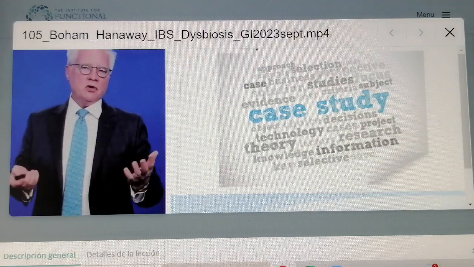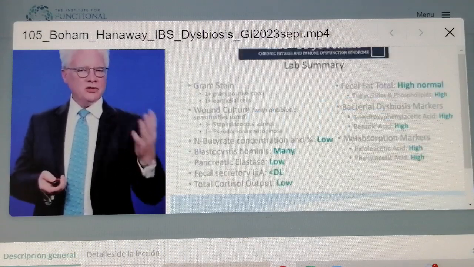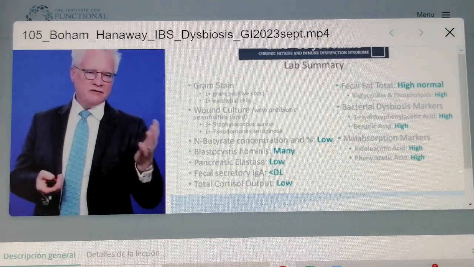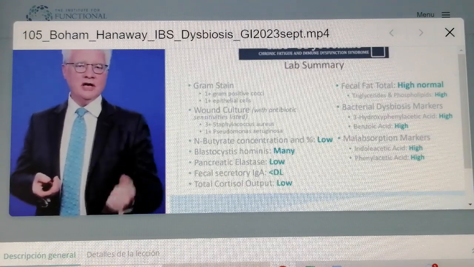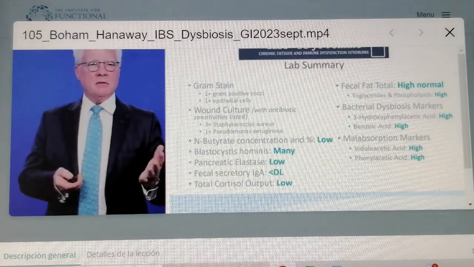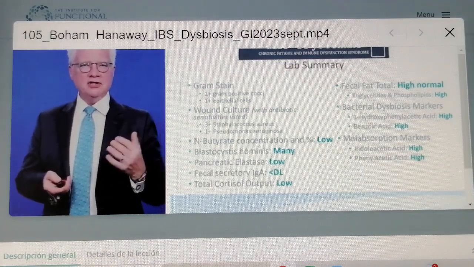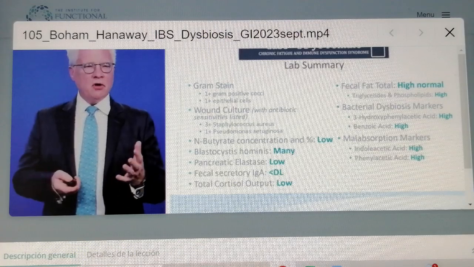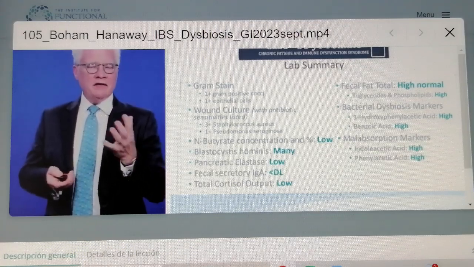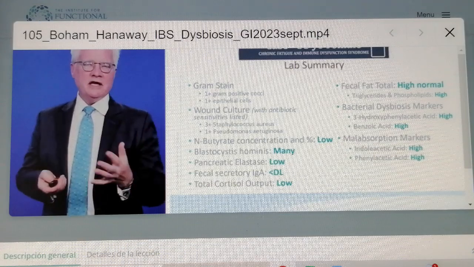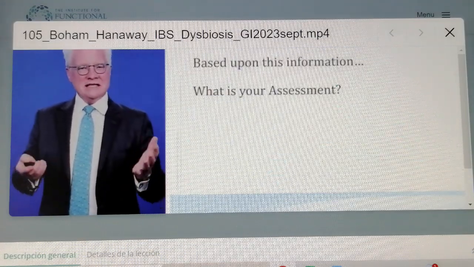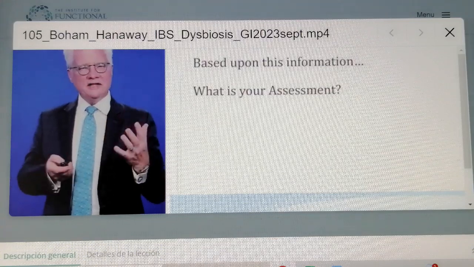So what we found was, I showed you the laboratory summary, some of which may not have made sense to you when I first presented it: low butyrate concentrations, lots of Blastocystis hominis, low fecal secretory IgA, that we'll hear more about later. Then elevated malabsorption markers, elevated organic acid markers. When we begin to see this, what is the assessment?